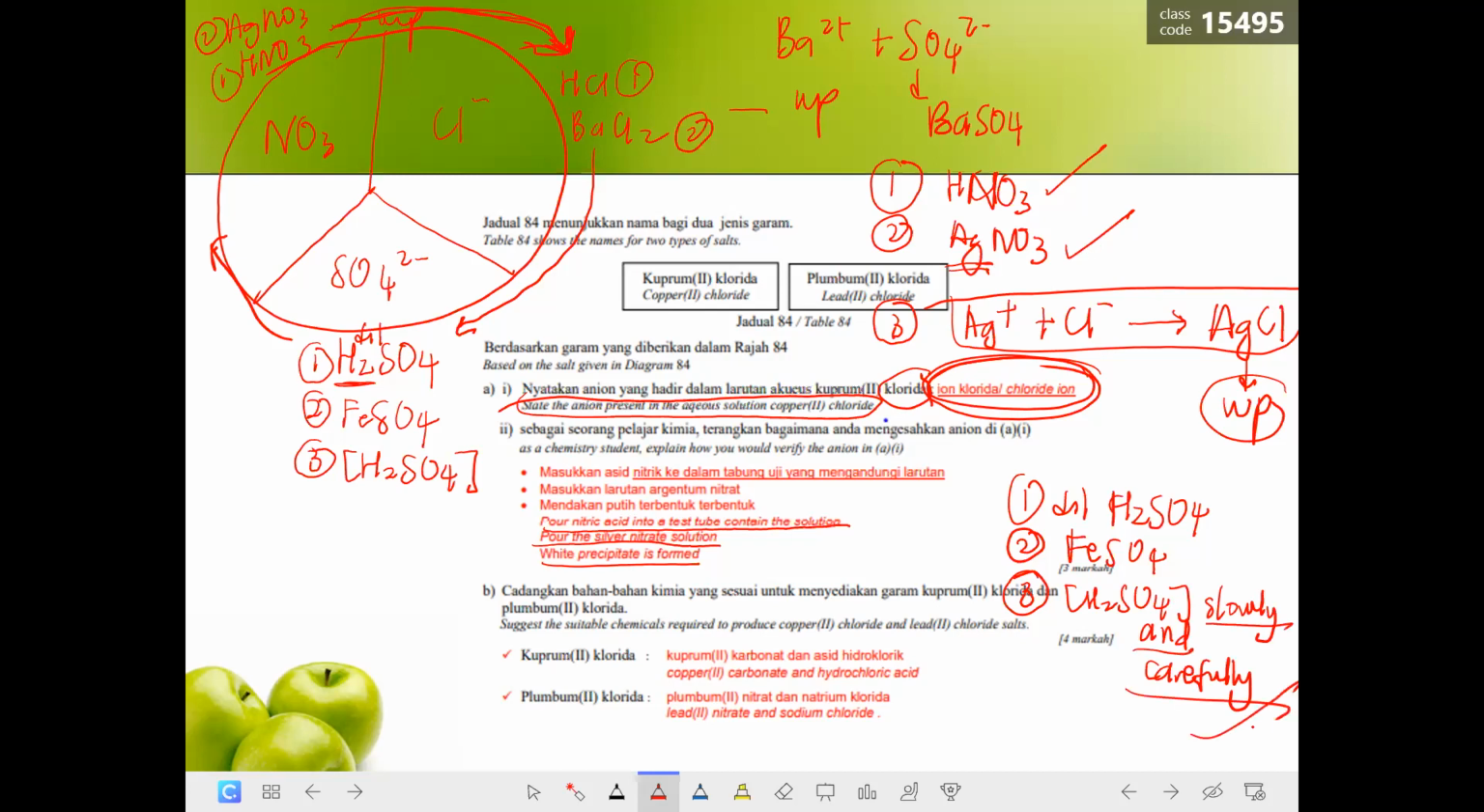Okay. What would you get? You're not going to get a white precipitate. You are going to get 2 words. Brown ring. Yes, okay, you are going to get a brown ring. Correct. Good, Farisha. All right.